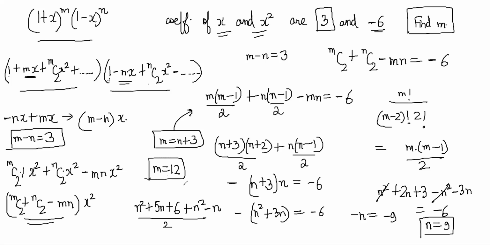Correct. So it's just solution of equations after that. The whole point was being able to write this, and decide what the coefficient of x and x square should be, right? Correct.